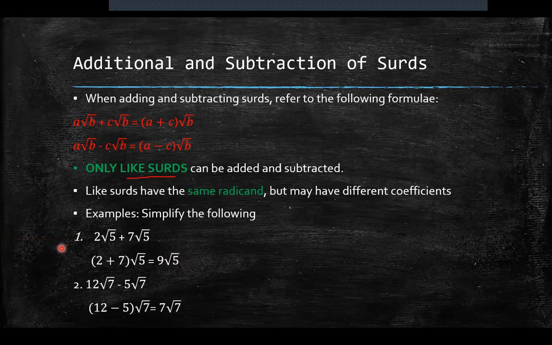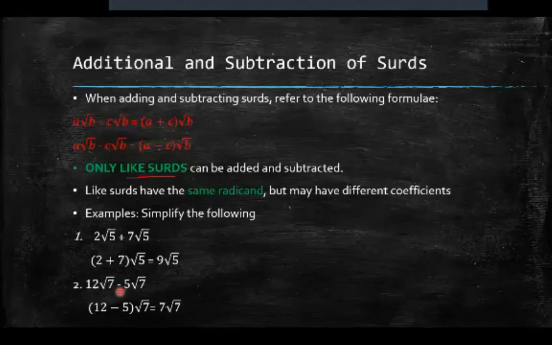Same thing down here. In this case, they wanted me not to add them. They wanted me to subtract them. But it's the same thing we're doing, same concept. I have the square root of 7. Square root of 7, I have them in common. So I could take that out. And what do I remain with? 12 minus 5. But this can be simplified further. We know that 12 minus 5 is 7.